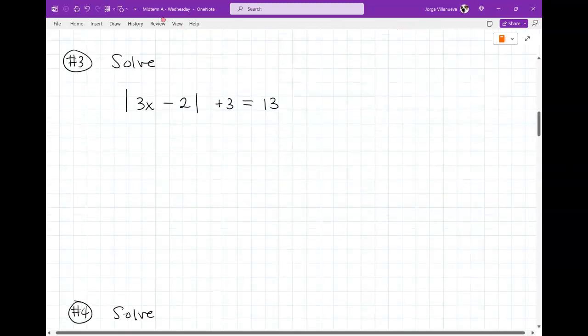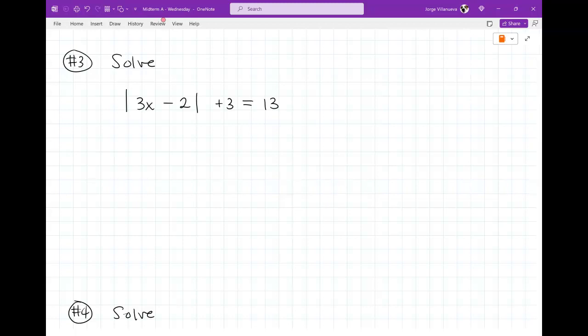All right, now there are going to be some absolute values. Remember, with absolute values, you always end up with two different answers because you have to break up the absolute value into two different equations. But before you can do the breaking up, you have to make sure that the absolute value is all by itself. Right now there's a plus 3 next to the absolute value, so I'm going to subtract 3 on both sides first. That gives me the absolute value of 3x minus 2 is equal to 10.